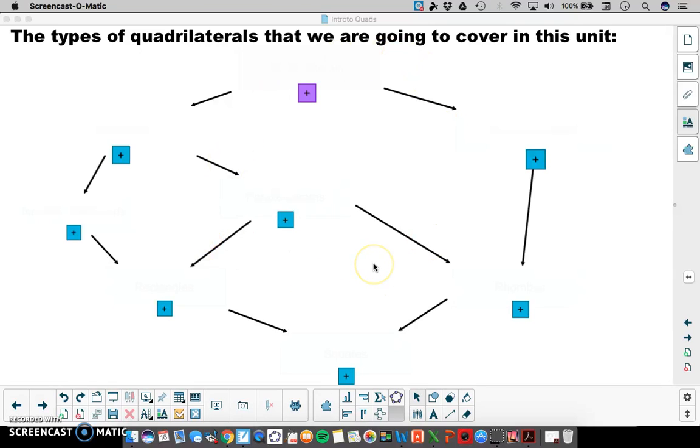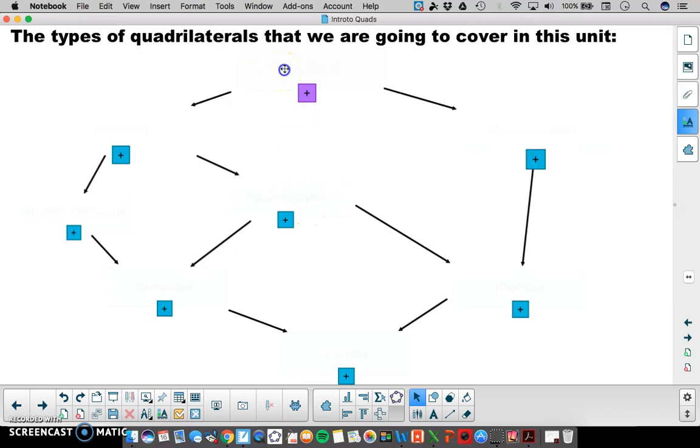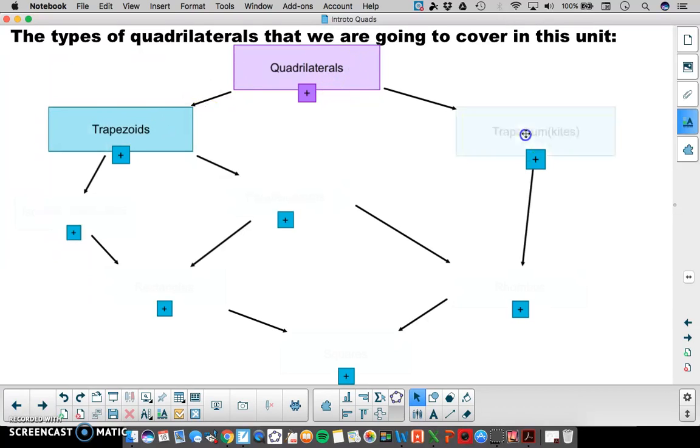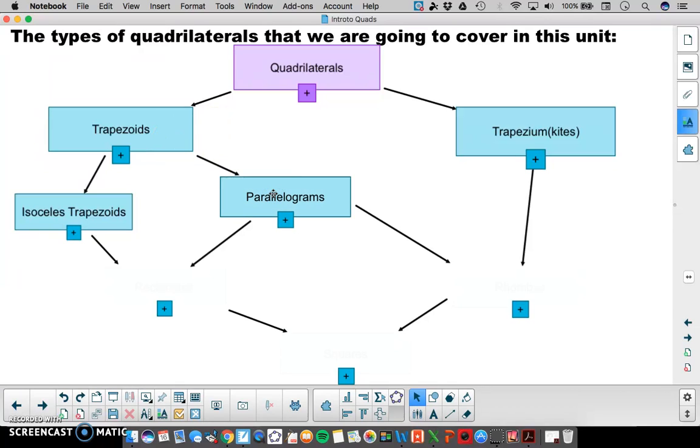This here is going to be a chart of the types of quadrilaterals that we're going to cover in this unit. This chart's actually a flow chart, and we'll talk more about this as we go through the unit, but I want you to have this in your notes as we go through all of the types of quadrilaterals. So first we have our big picture, just everything is going to be a quadrilateral, and then quadrilaterals get broken up into 2 types, trapezoids and trapezium, which are kites. Then from trapezoids, we have isosceles trapezoids and then parallelograms. From trapezium, we have rhombi.